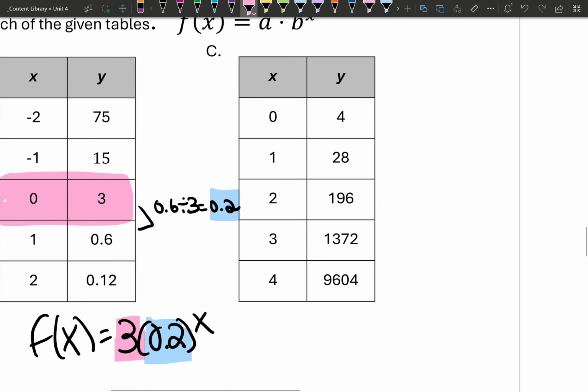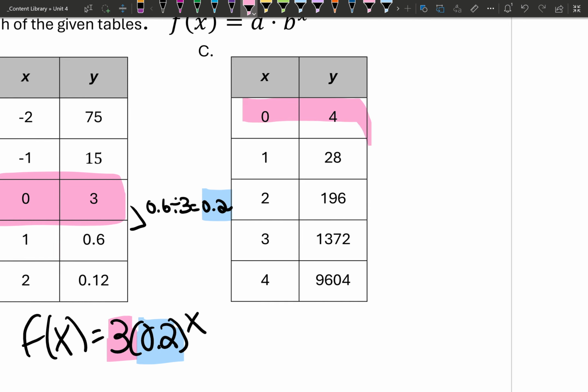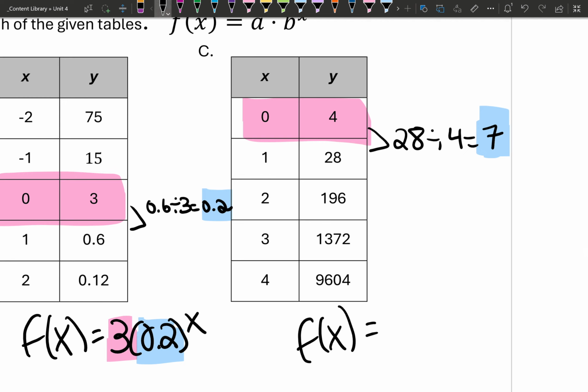Letter C. There's our y-intercept, (0, 4). Perfect. Now let's find the pattern by doing 28 divided by 4, which is 7. So f of x equals 4 times 7 to the power of x.